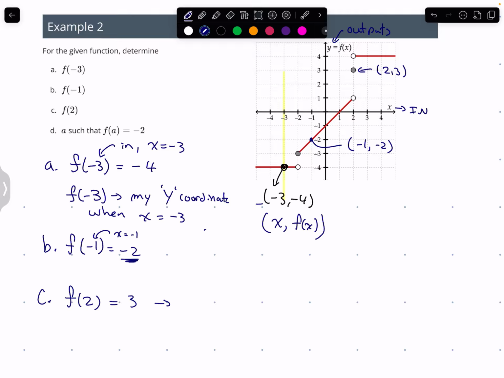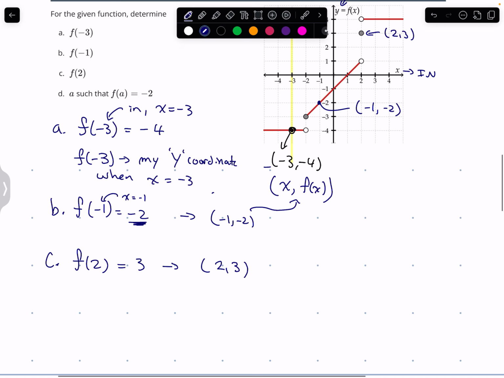And remember, all of these can easily be read as coordinates off my graph. This one's 2, 3. This one is -1, -2. And they all correspond to an x and an f of x coordinate.